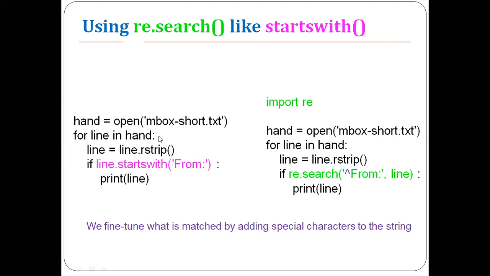Again, read the next line and remove all the right white spaces. Then you check whether the line starts with from and a colon or not. If it starts with from and a colon, just print that line. So like this, you are just searching for the lines.